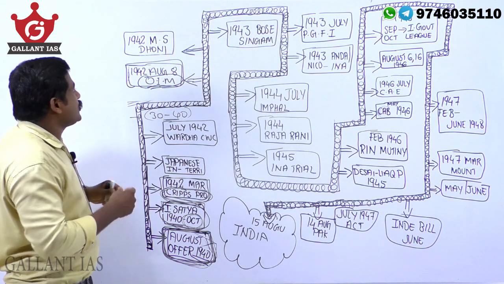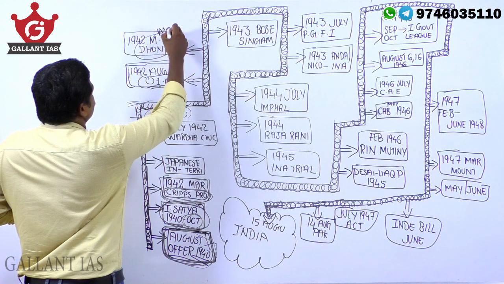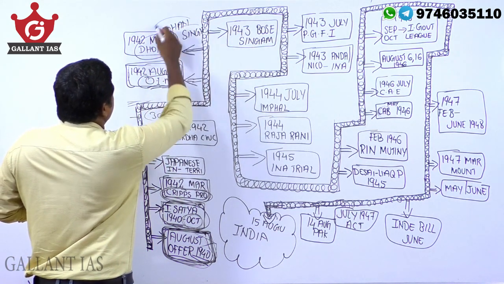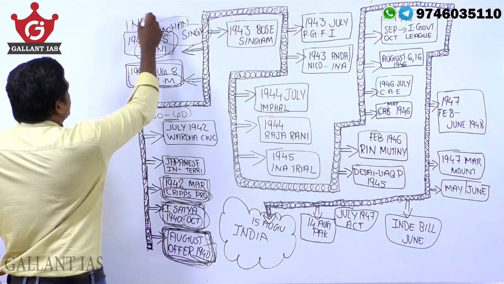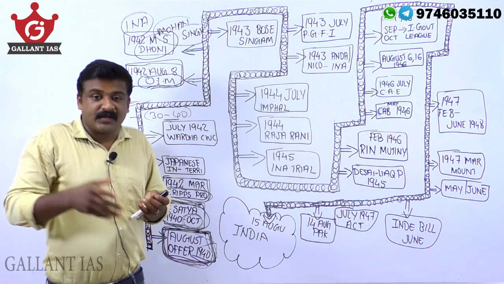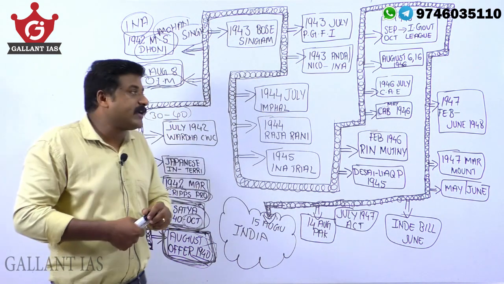The 1942, you take care. This is not MS Dhoni, this is Mohan Singh. He already organized the INA, Indian National Army. So the Indian National Army was not organized or started by Subhash Chandra Bose, it was started by Mohan Singh. Subhash Chandra Bose revived this Indian National Army.